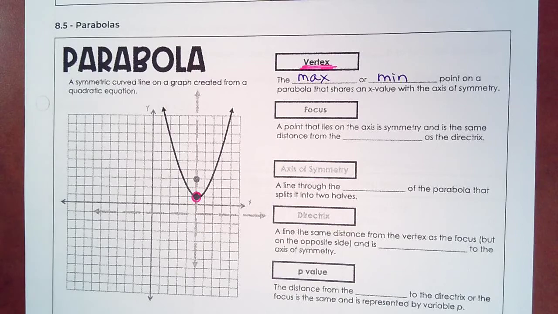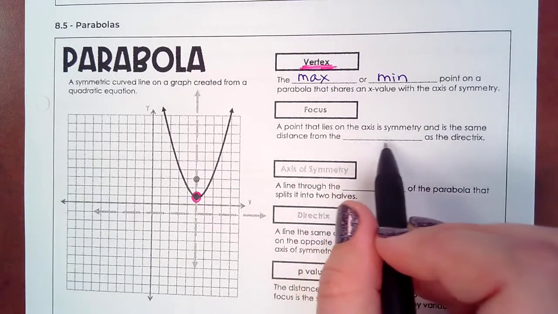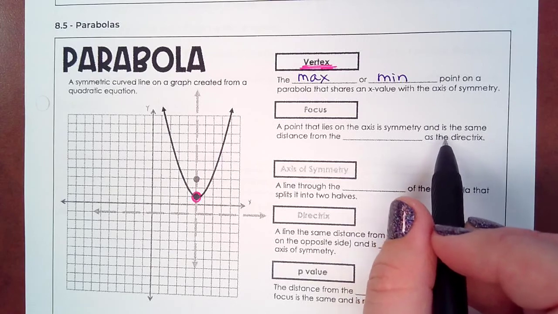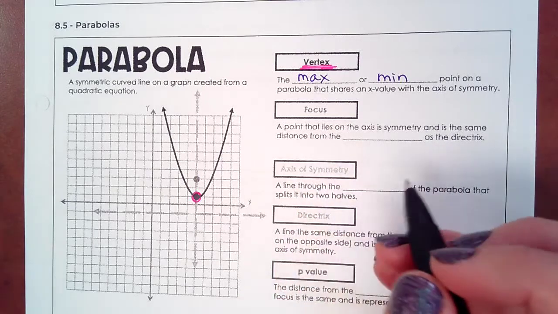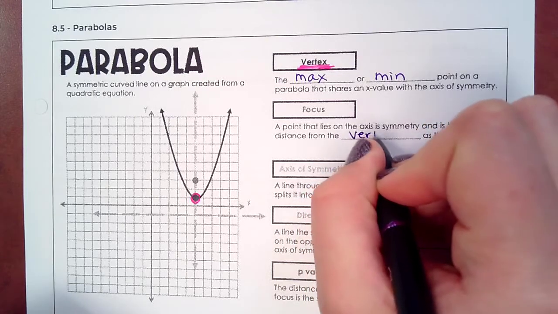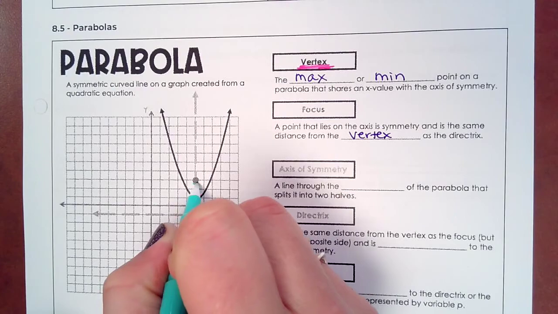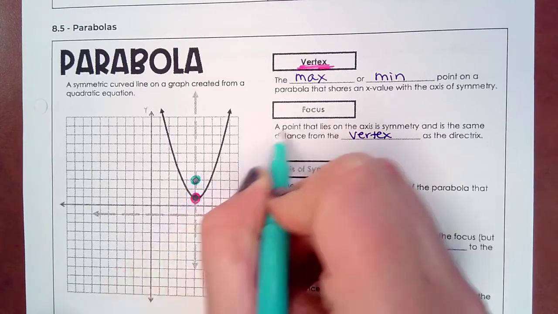All right. The focus is the point that lies on the axis of symmetry and is the same distance from the vertex as the directrix. And it's the point that's inside the parabola.